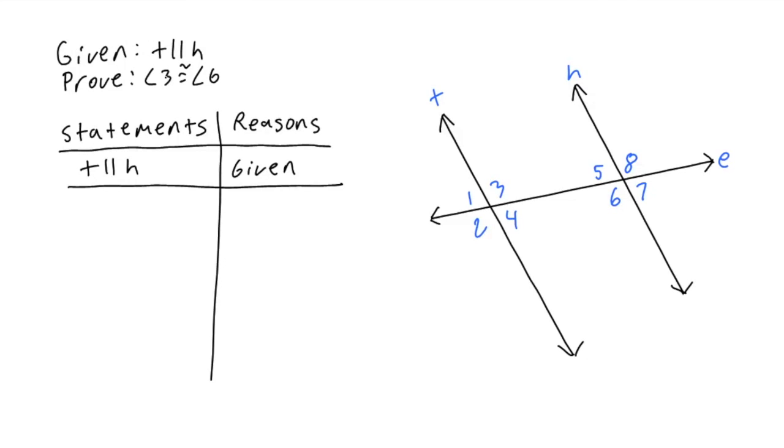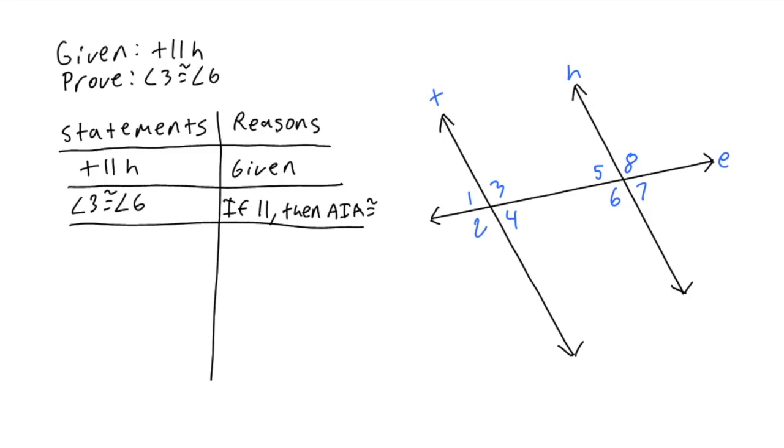So, we wanted to prove angle 3 is congruent to angle 6. Well, since we already know that T is parallel to H, 3 and 6 are alternate interior angles. So, angle 3 is congruent to angle 6. Why? If lines are parallel, then alternate interior angles are congruent. So we said the lines were parallel, so that means the alternate interior angles are congruent. And that was just a two-step proof. That's all you had to do for that one.